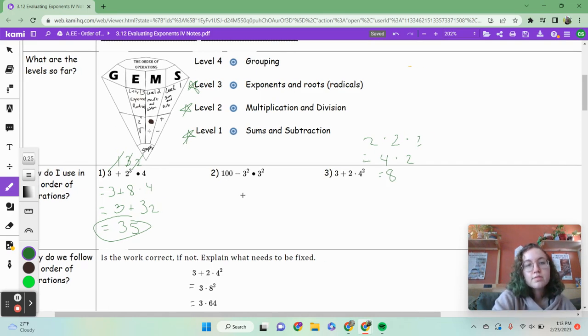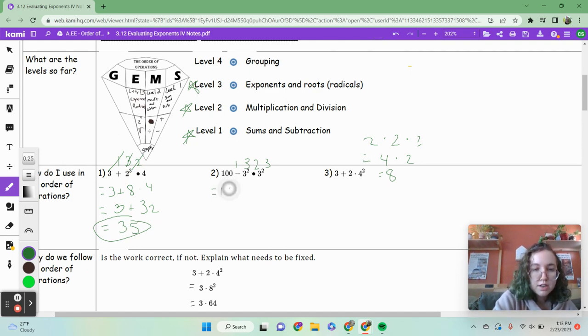Next one we can do, when we have 100 minus 3 squared times 3 squared, that first operation there is subtraction, so that's a level 1. Excuse the sirens in the background if you can hear those. Then our 3 squared is a level 3 problem, because that's an exponent. Then we have multiplication, which is a level 2 problem, and then another exponent being a level 3 problem. So going from left to right, the first highest operation that I see is this level 3 problem right here, the 3 squared.